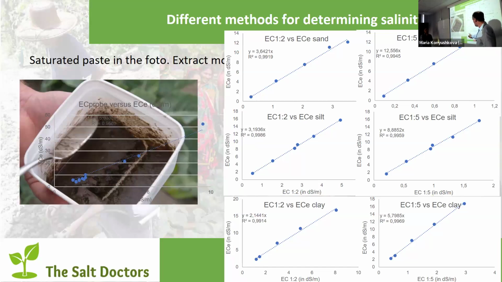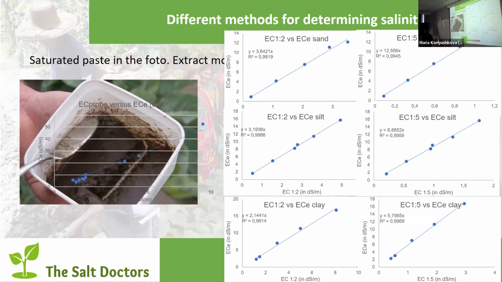But in a clay soil, it is 2.1 in this example. This is just some soils in the Netherlands. Again, do it yourself for your own soil and with your 1 to 2 or 1 to 5 or 1 to 2.5, your preferred method. It's good to make these correlations yourself. But as you can see, all of the lines are pretty straight.